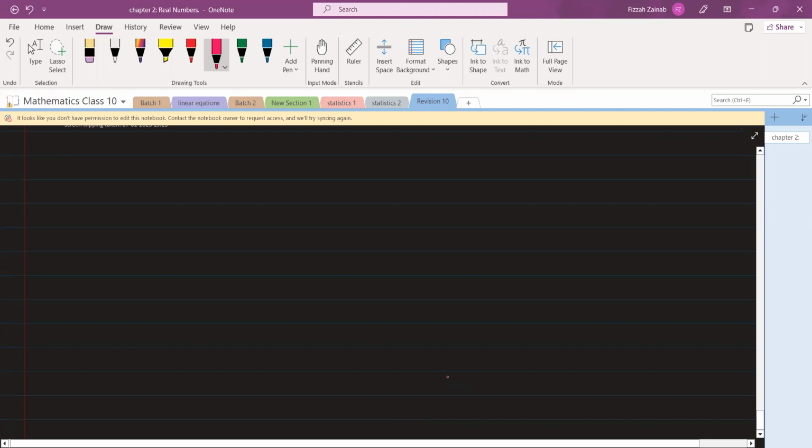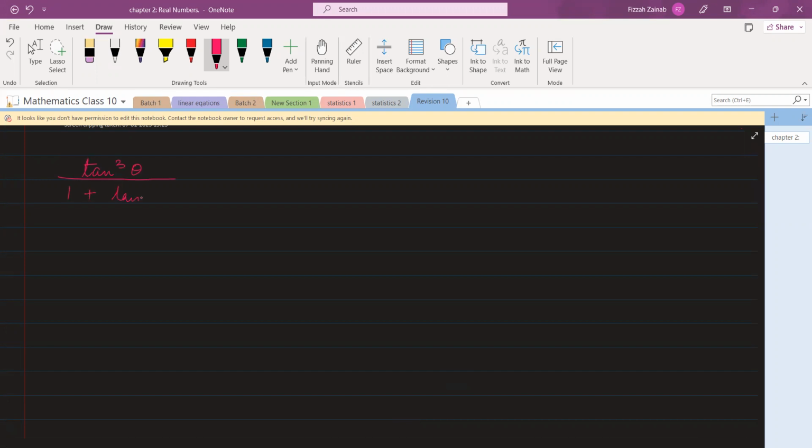Okay, prove the following. So this is tan cube theta divided by 1 plus tan square theta plus cot cube theta divided by 1 plus cot square theta. Okay, so you have to prove it equals sec theta cosec theta minus 2 sin theta cos theta.